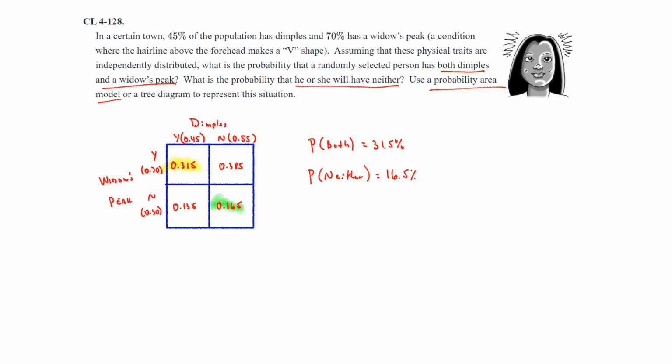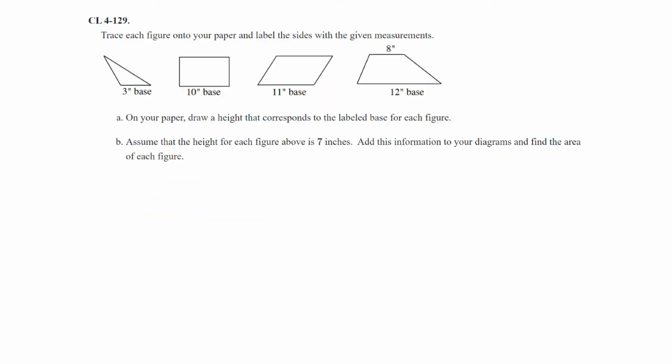So once again, make sure you create the area model or the tree diagram. It doesn't matter which one, but then answer the two questions: the probability that they will have neither and the probability that they will have both.